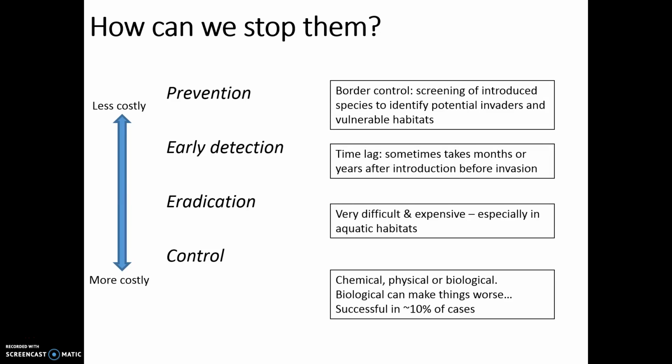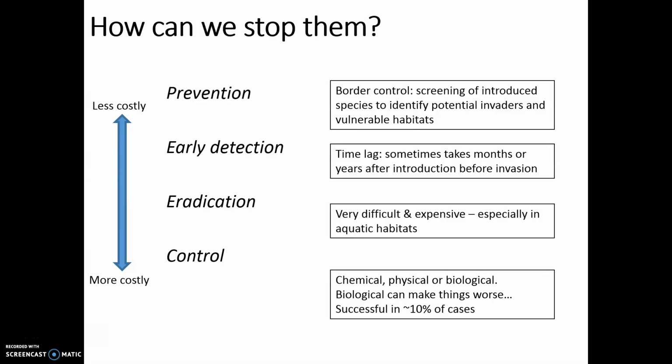Control is another method, but that brings with it its own problems. So control is admitting that you're never going to eradicate, but having a program where you just say indefinitely we're going to do something to manage this by, say, culling or controlling in some way by chemicals, by physical control methods or biological control methods, like with the cane toads eating the beetles.